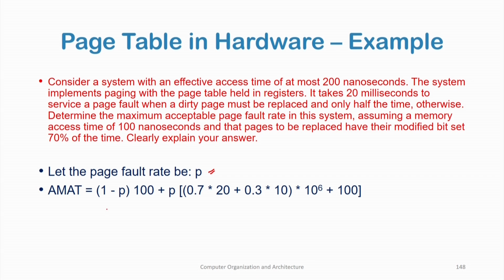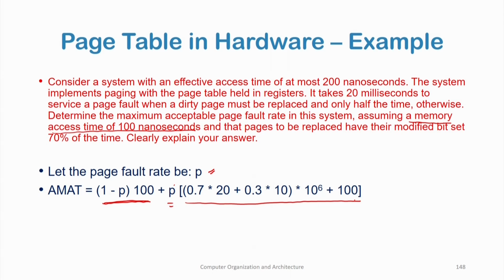So, 1 minus p is the memory hit time, and we said that we have a memory access time of 100 nanoseconds. So, for accessing the main memory, I require 100 nanoseconds. If I have a hit in the memory, I require 100 nanoseconds, plus miss rate into miss penalty. So, miss rate is p because the page fault rate is p, and this is the miss penalty.